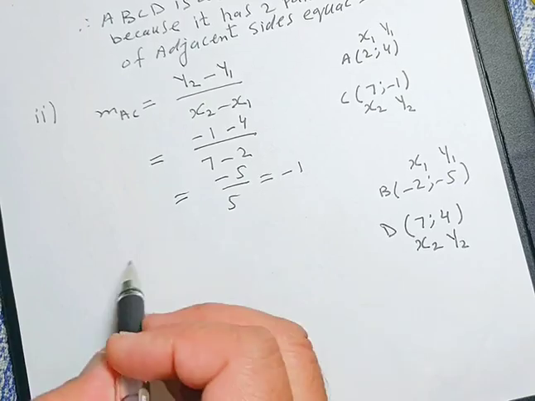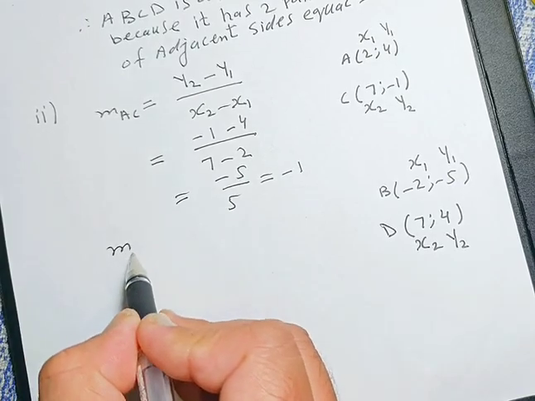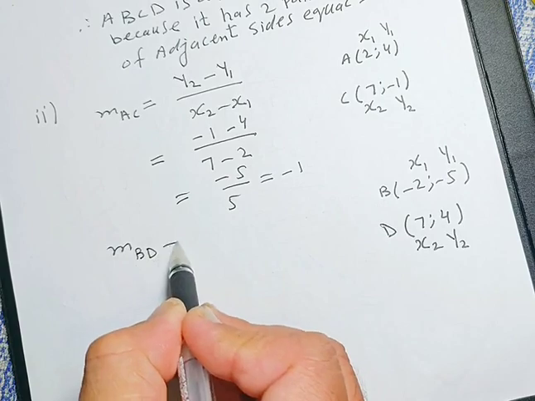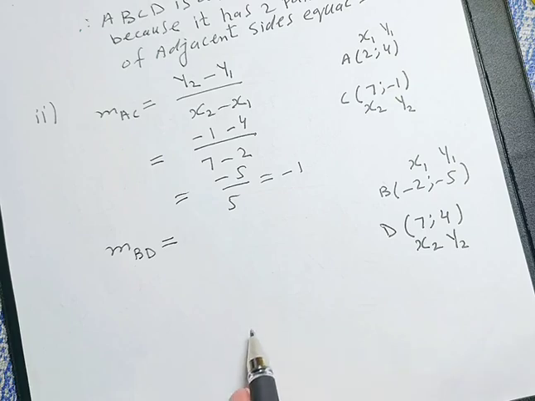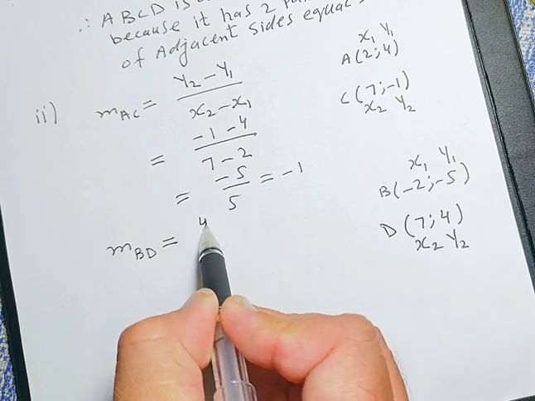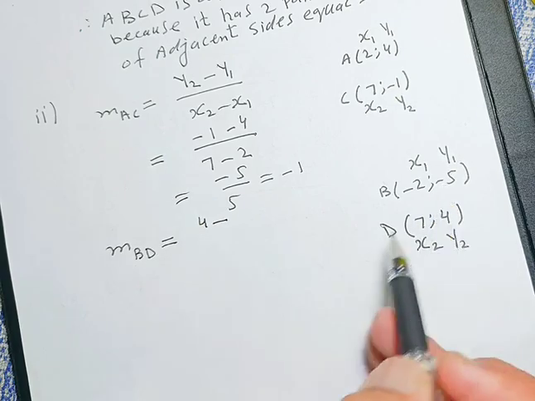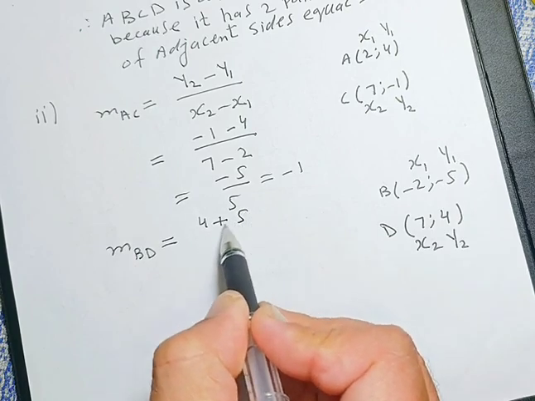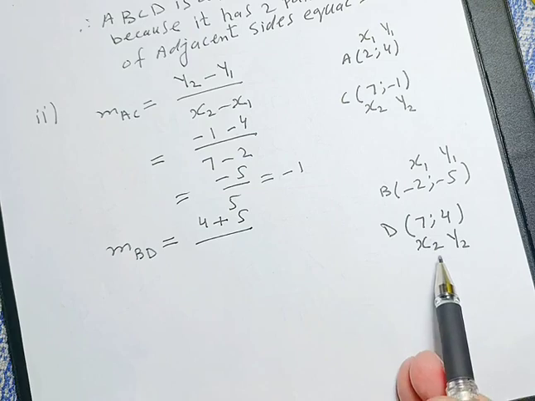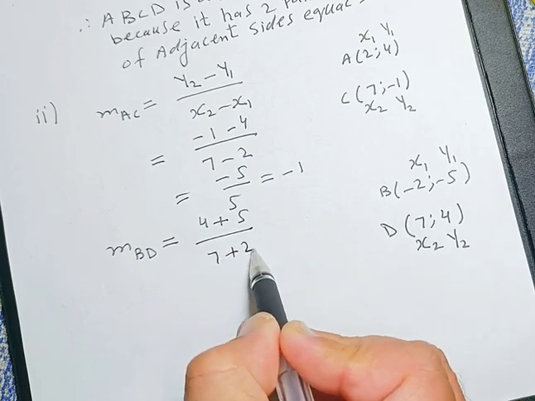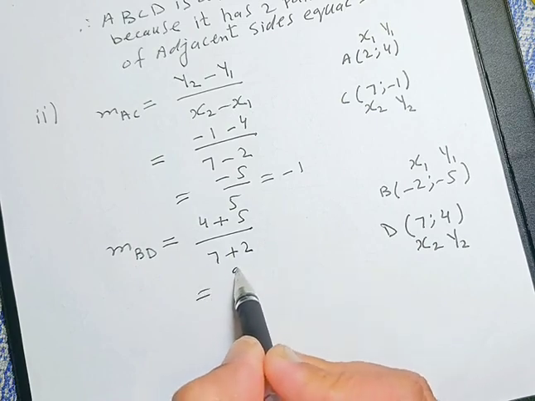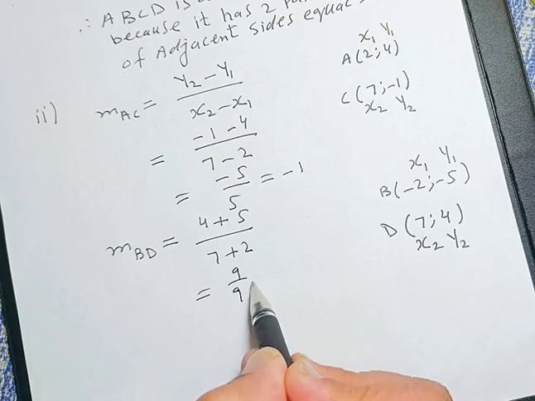Now I need to take the gradient of BD. This is my second diagonal, x1, y1, x2, y2. So y2 minus y1, 4 minus negative 5, negative becomes positive, over x2 minus x1, 7 minus negative 2, negative becomes positive, and this is going to be 9 over 9, which is equal to 1.